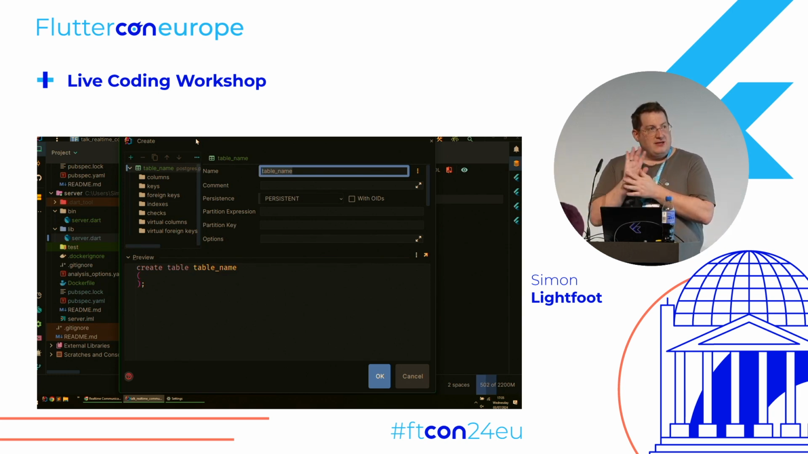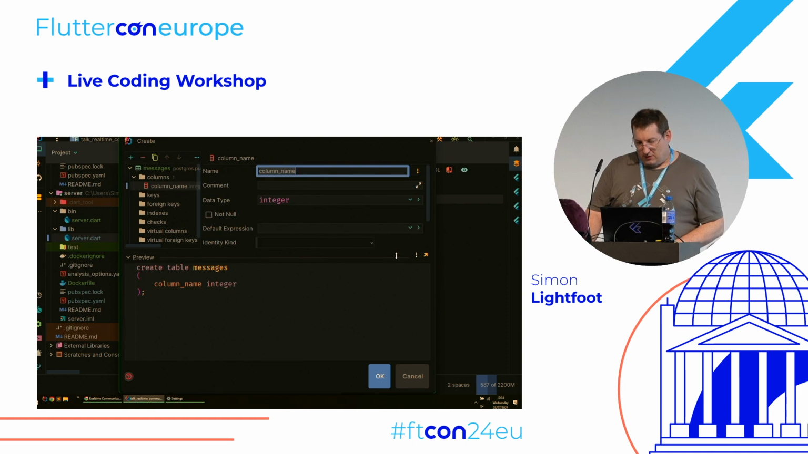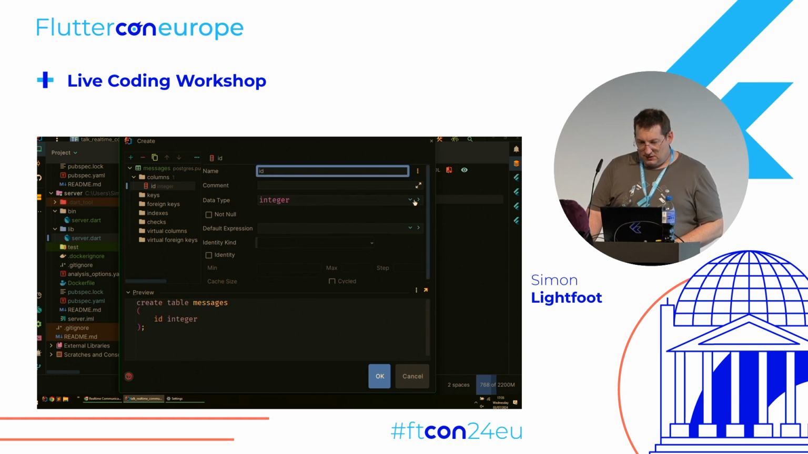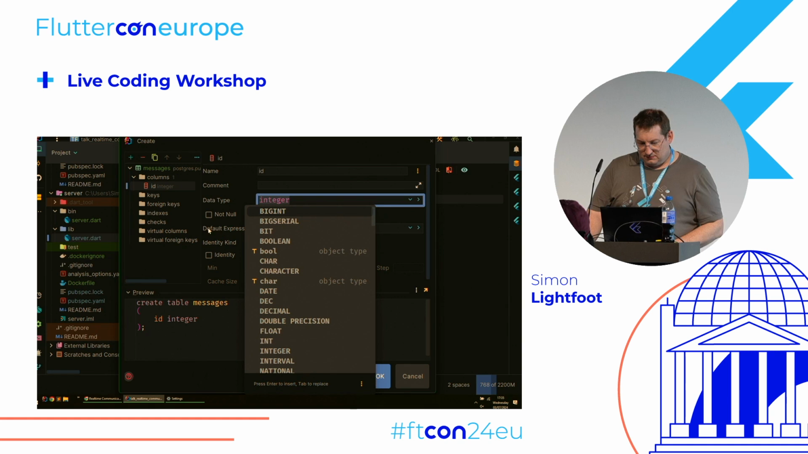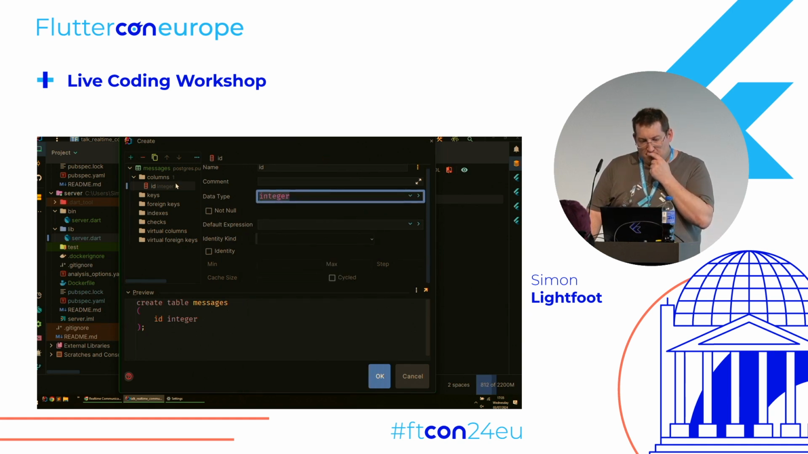I guess maybe something like a chat message thing might just be the quickest thing to demo. Let's do messages. What columns do we want? We'll have an ID column. I don't usually use this. We'll make it a string.